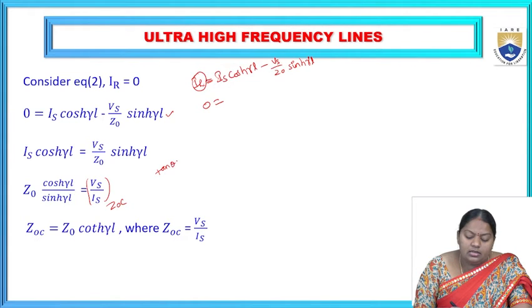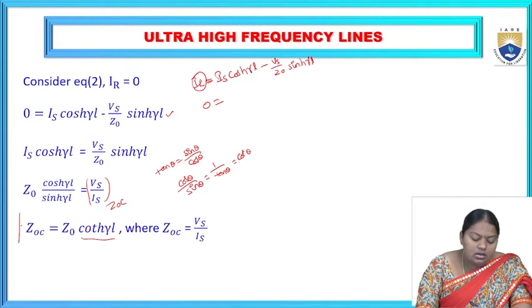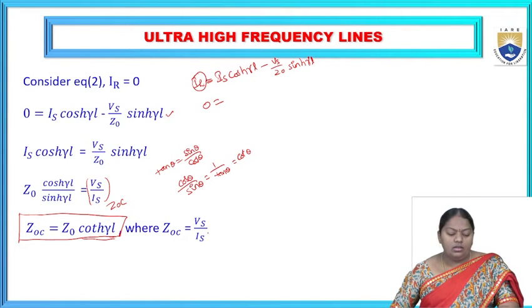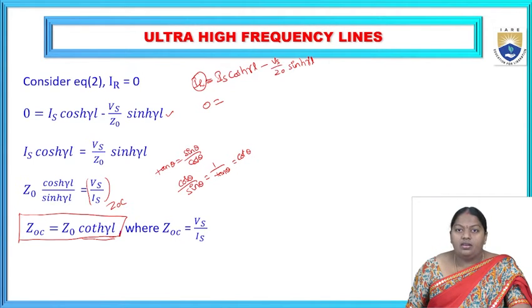The formula for tan theta is sin theta by cos theta. If you take the reverse order, cos theta by sin theta gives the reciprocal, 1 by tan theta, which is nothing but cot theta. So cosh gamma L by sinh gamma L gives us coth gamma L. ZOC equals Z naught into coth gamma L, where ZOC equals Vs by Is. This is the way we have evaluated open circuited lines in the case of UHF, ultra high frequency lines as circuit elements. The first case analyzed is the open circuited impedance ZOC equal to Z naught into coth gamma L, where Z naught is the characteristic impedance of a transmission line.